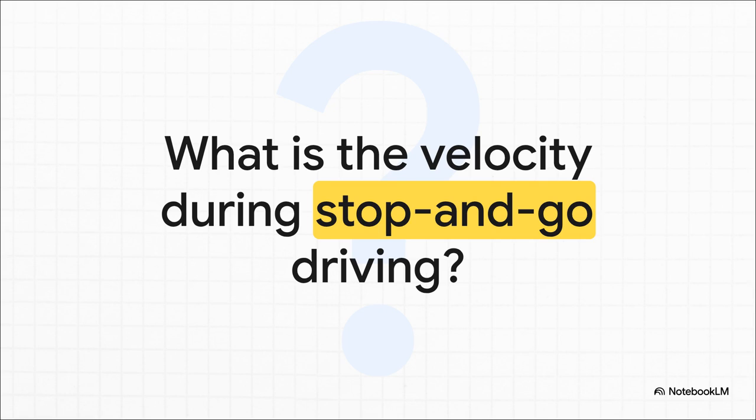But the brilliant minds over at Pasco posed this totally fascinating question about this exact scenario. What is the velocity of a car during stop-and-go driving? Like, are you actually moving? Are you stopped? How on earth do you even calculate your speed when it's fluctuating every 2 seconds?